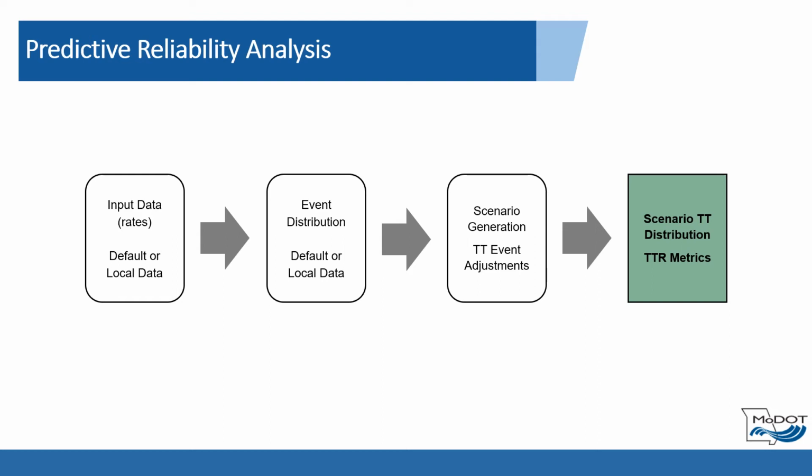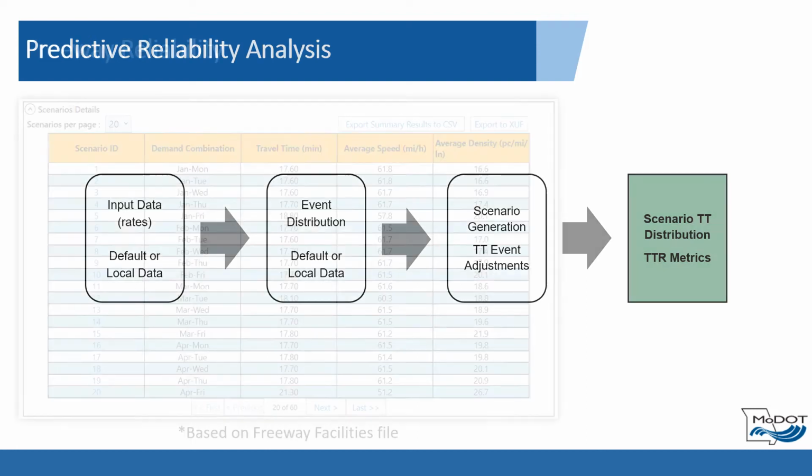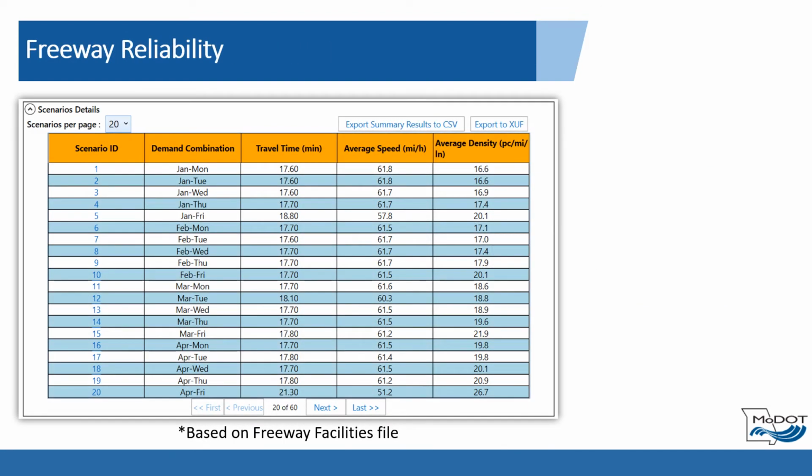Speed, demand, and capacity adjustment factors are used to adjust the predicted travel time of each scenario to account for occurrence of influencing factor events. Once scenario travel times have been adjusted, the output of the HCS reliability modules are derived from the cumulative density function of scenario travel times and travel time probability distribution function plots. Freeway reliability builds upon predictive reliability analysis.